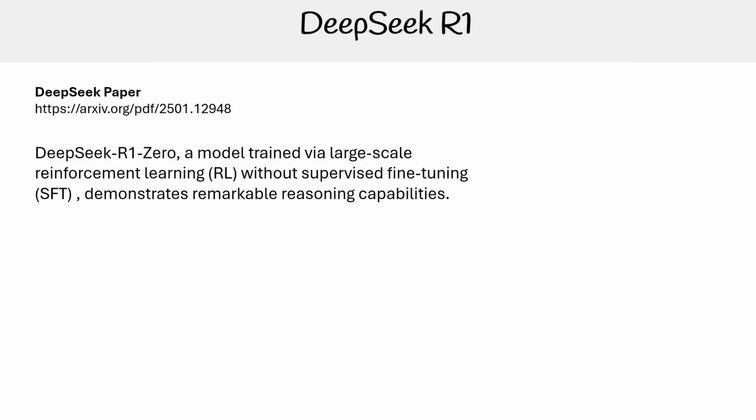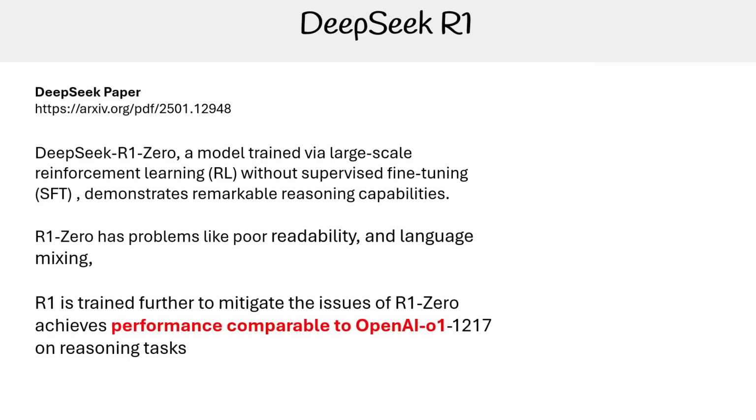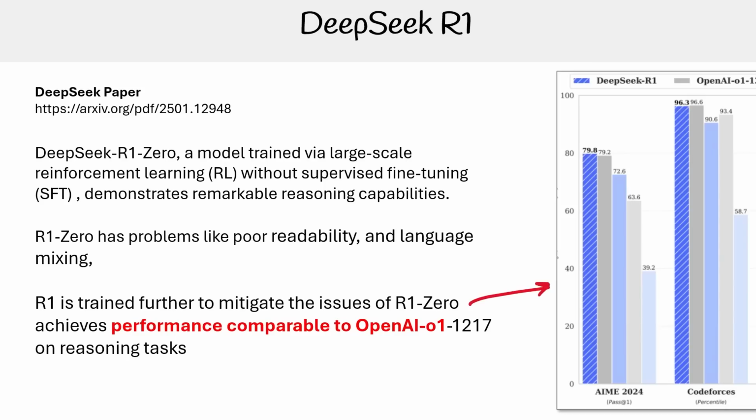DeepSeek R1-Zero is a model trained via large-scale reinforcement learning without supervised fine-tuning, and it demonstrates remarkable reasoning capabilities. R1-Zero has problems like poor readability and language mixing, so R1 was trained further to mitigate those issues, and it can achieve performance comparable to OpenAI o1. And they have a bunch of benchmarks across the board, and they're basically showing the one in blue is DeepSeek, and then you can see OpenAI's there. And most of the time, they're suggesting that DeepSeek is performing better.